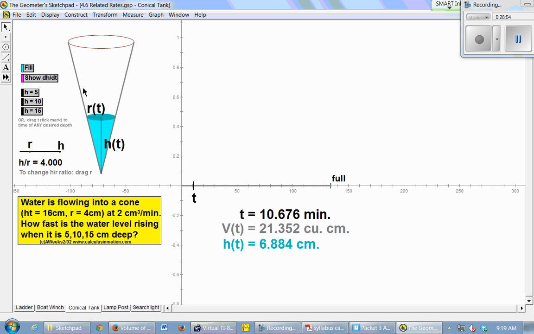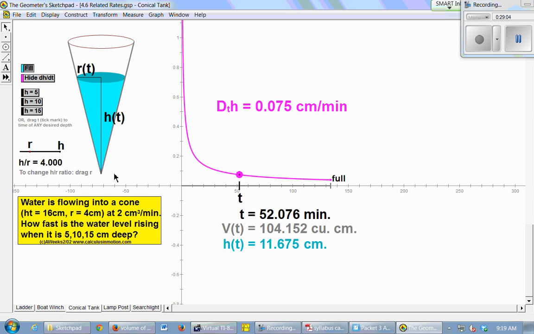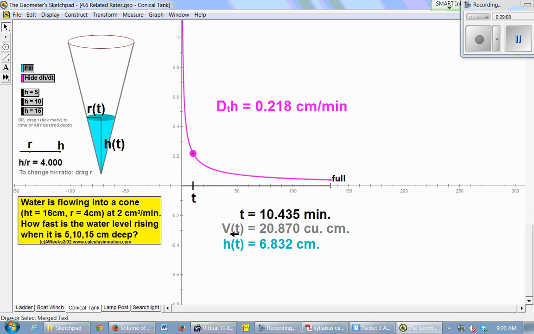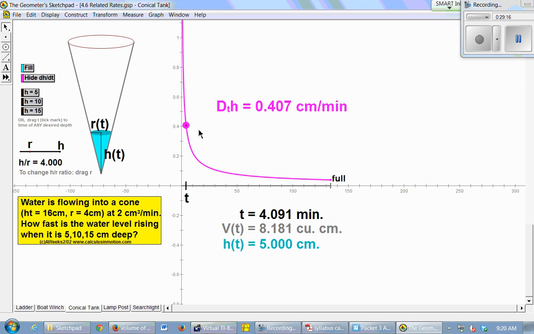Okay. So let's show dh/dt. Here's my formula, my function for dh/dt, and fill. And we're looking for height to be 5, so I'm just going to hit this here. There we go. dh/dt is 0.407, which is exactly what we got.